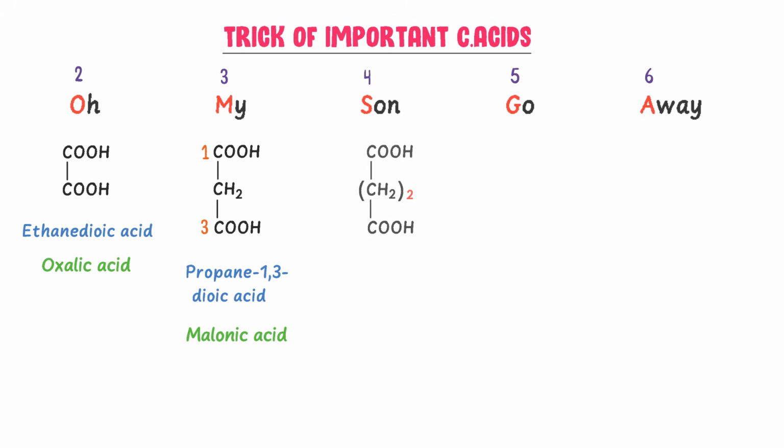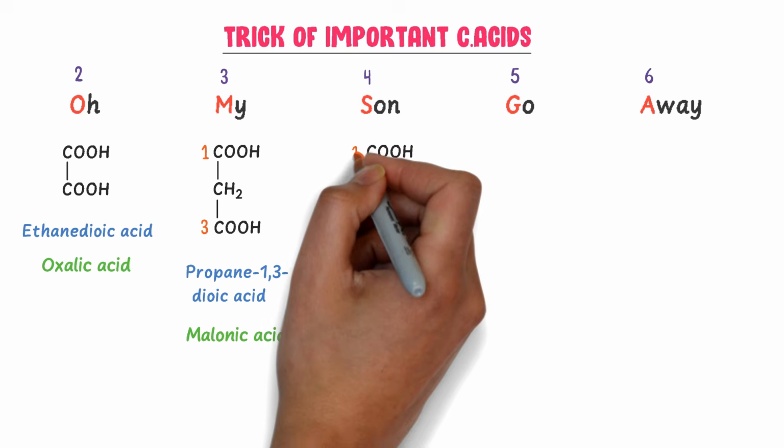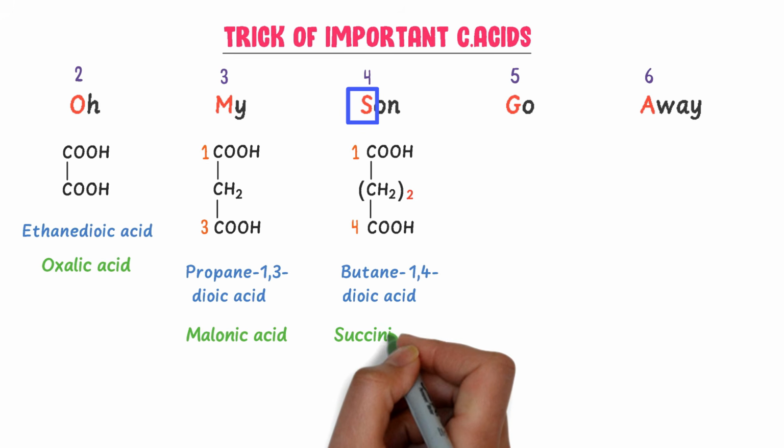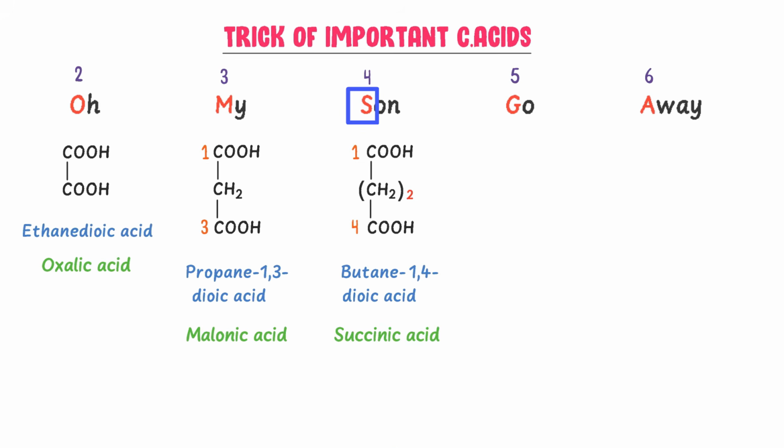Thirdly, consider this organic compound. Remember that this 2 means 2 times CH2. There are 4 carbons present in it. I write butane. The carboxyl groups are present at the first and fourth position. I write 1, 4. For these two COOH, I write dioic acid. I get butane-1,4-dioic acid. What about its common name? Well, S stands for succinic acid. So this is its IUPAC name and this is its common name.